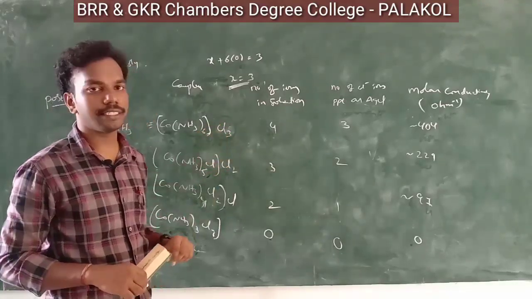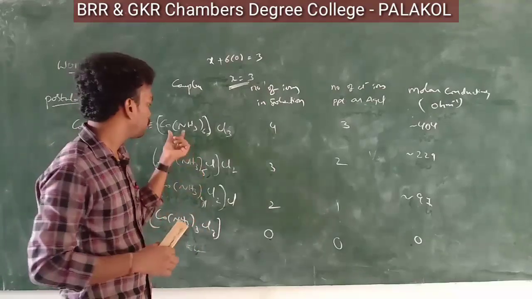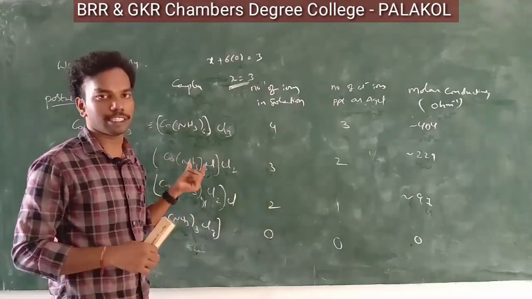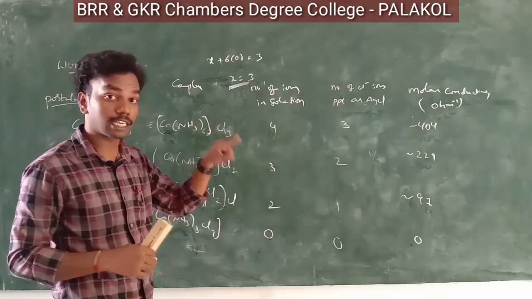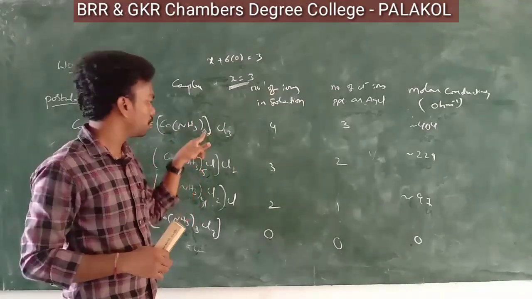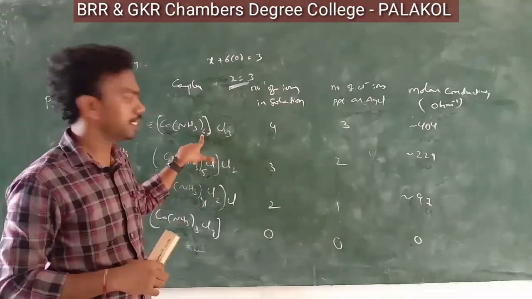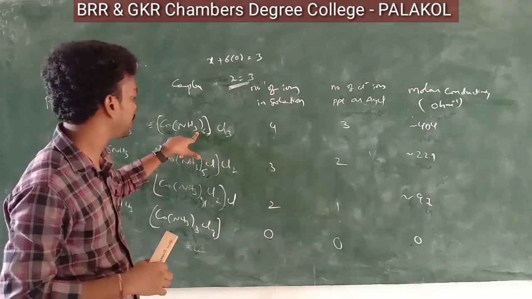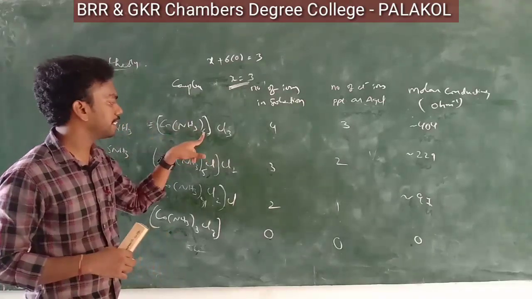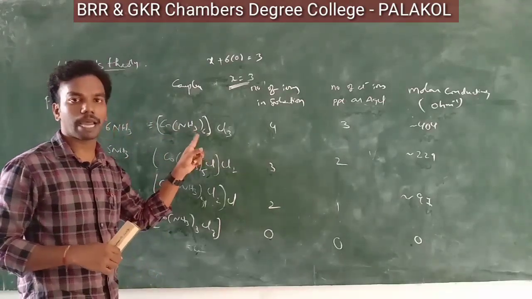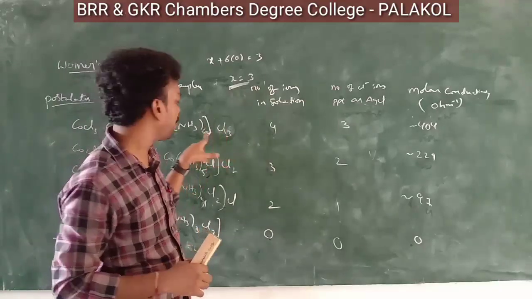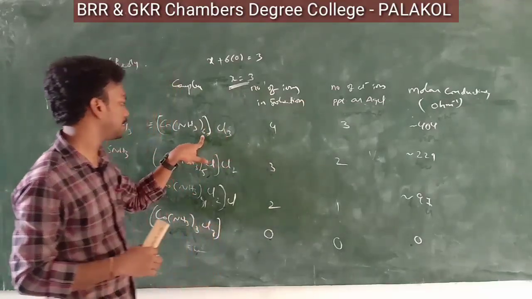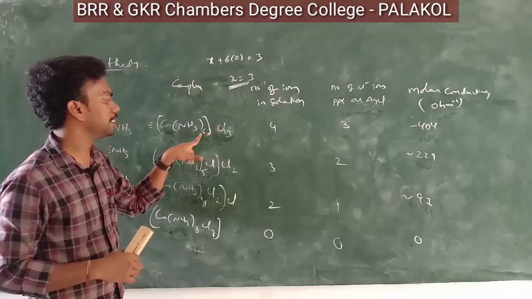And what is secondary valency? Secondary valency is non-ionizable. So the cobalt and ammonia are non-ionizable. This secondary valency corresponds to the coordination number. Here the coordination number of this complex is 6, as 6 ligands are around the central atom. That means for this complex, the primary valency is 3 and the secondary valency is 6.